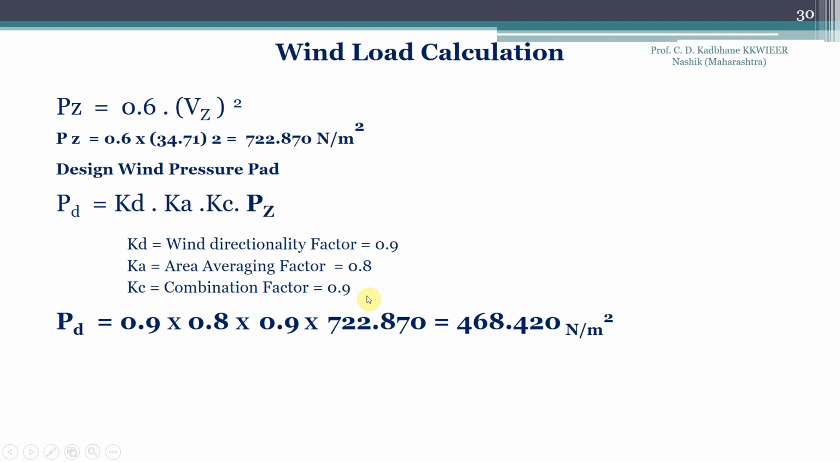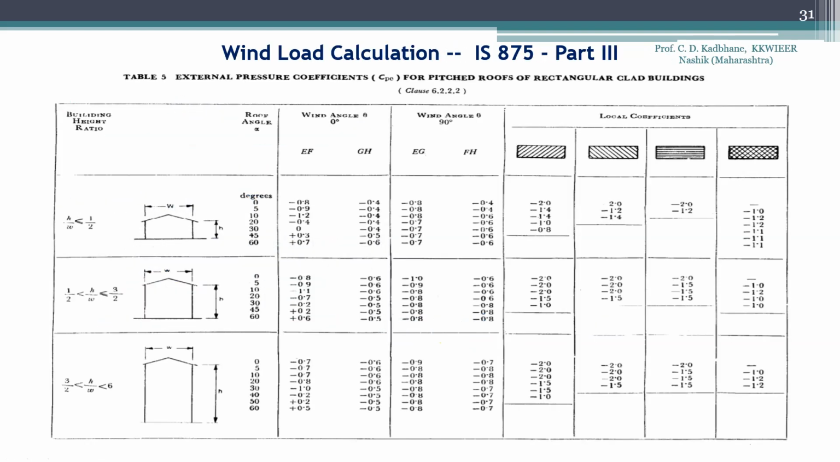All these three factors can be referred from IS 875 part 2. Therefore Pd is equal to 0.9 into 0.8 into 0.9 into 722.87, and the answer is 468.42 Newton per meter square. So in this way we have calculated the design wind pressure acting on a structure per meter square.